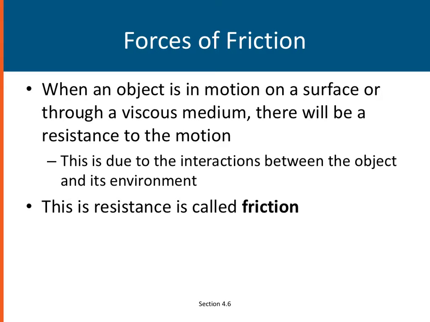We're not going to deal with that too much here, but we do want to understand how friction works on a macroscopic level. So how does it affect the overall motion of the object? We call the resistance that happens on an object that's in motion, whether it's in contact with a surface or flying through a medium, which could be air or water, whatever it may be, this resistance to the motion is called friction.